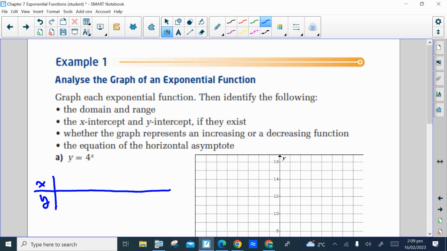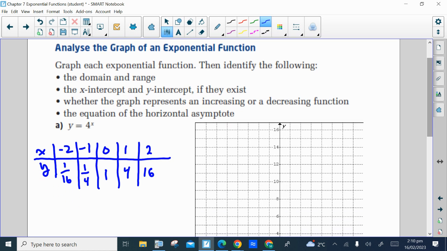I can have both positive and negative values of x. For example, when x is negative 2, y will be 4 to the negative 2, or 1 over 4 squared, or 1/16. When x is negative 1, y will be 4 to the negative 1, or 1 over 4 to the positive 1, or 1/4. When x is 0, anything to the power 0 is 1. When x is 1, 4 to the 1 is 4. When x is 2, 4 squared is 16, and so on.